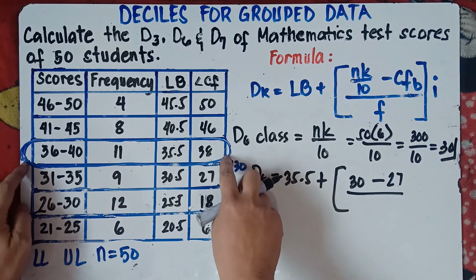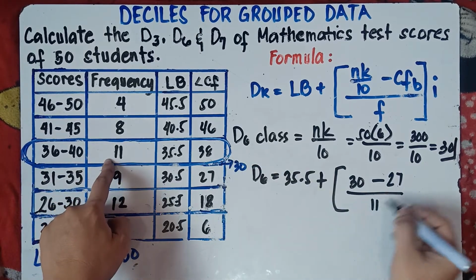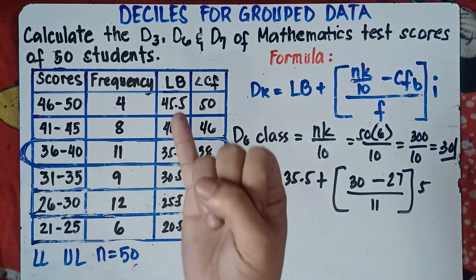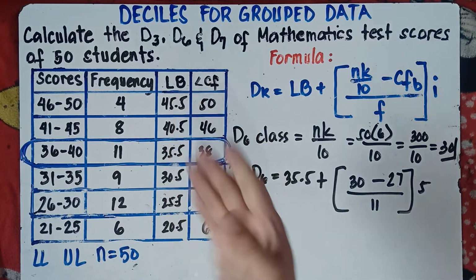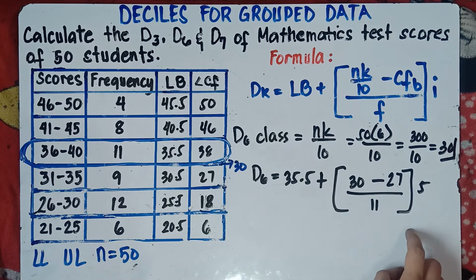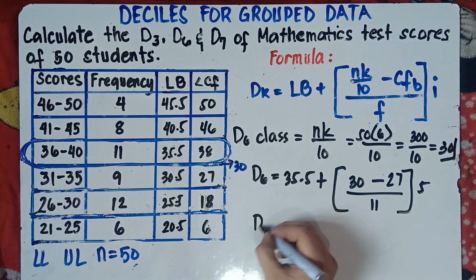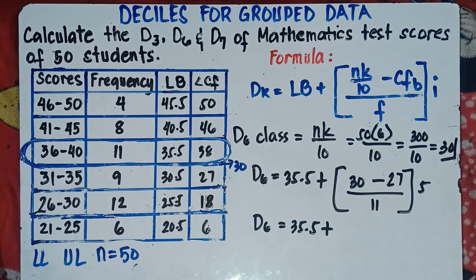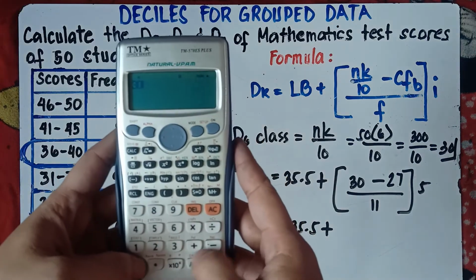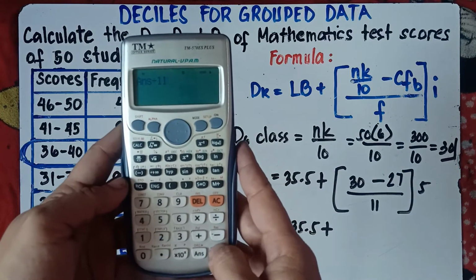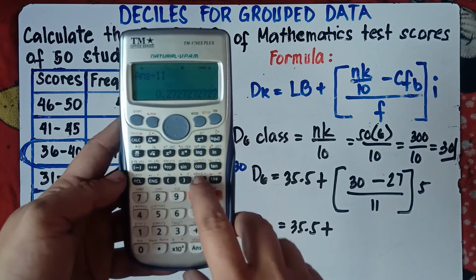Over our frequency in this particular class, that is 11. Then our class interval, that is 5. Once again, 36 to 40: 36, 37, 38, 39, 40. The class interval is 5. Alright, and then just use your calculator to answer this one. So once again, 6th decile, that is 35.5 plus, use the calculator. 30 minus 27, that's 3. Divided by 11. So you will have 3 over 11. Click decimal.